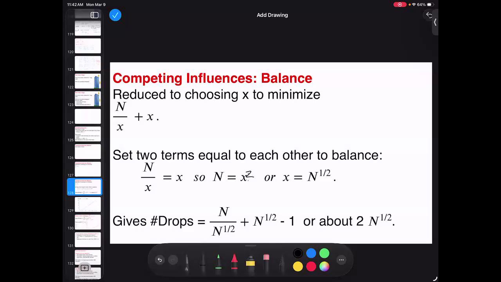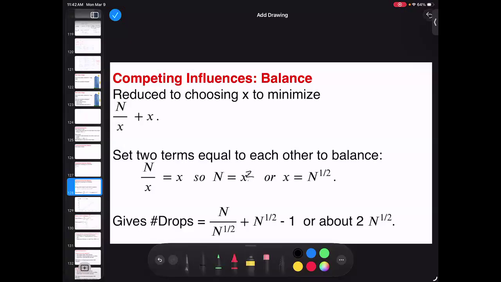This is much, much better for large n. If n is 10 to the 10, square root of n is only 10 to the 5. N halves is still basically 10 to the 10. This is a tremendous savings for large n. Square root of n is much, much smaller. This is not a proof that this is the best we can do.